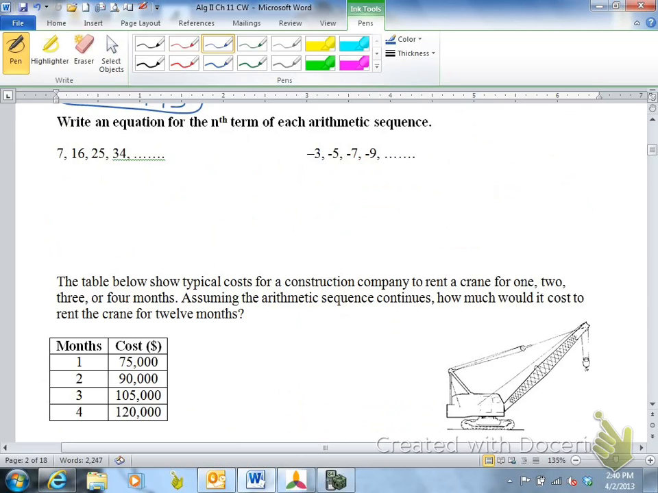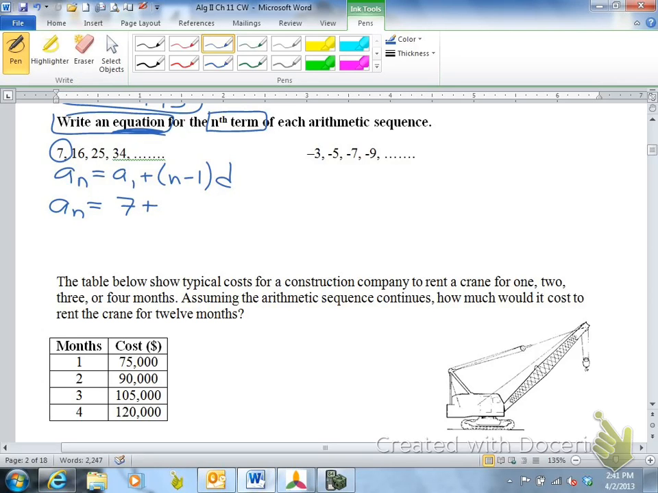Write an equation for the nth term of each arithmetic sequence. Notice that you want an nth term, so it has to be in terms of n. And you want your answer to be an equation in terms of n. So using the formula, you'd have a sub n equals a sub 1 plus n minus 1 times d. A sub n would equal the first term, which is 7, plus the number of terms. You leave it in terms of n.